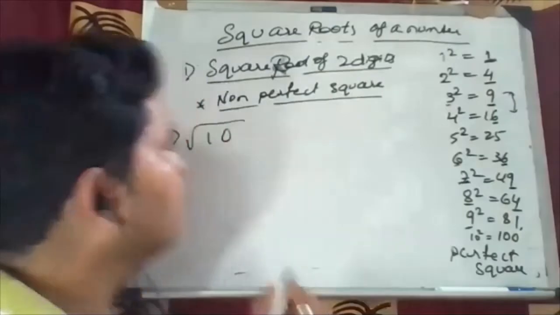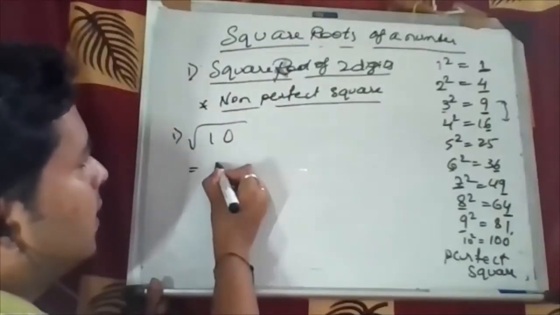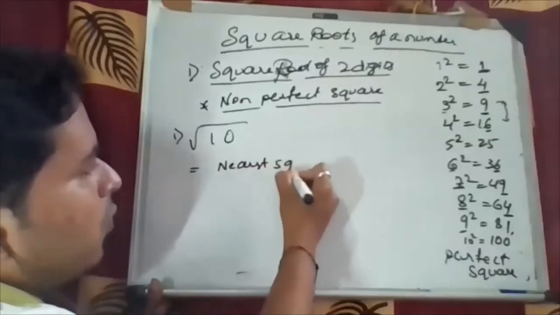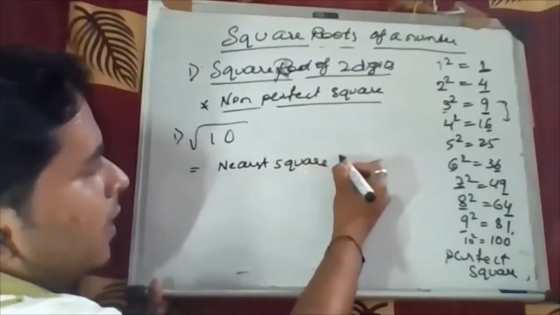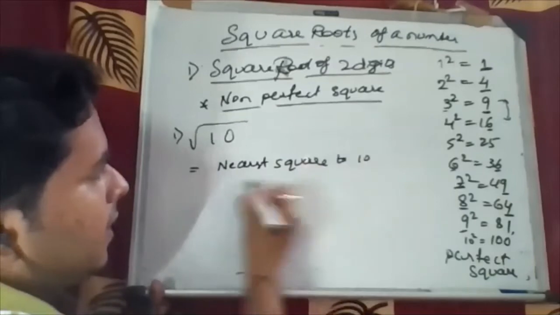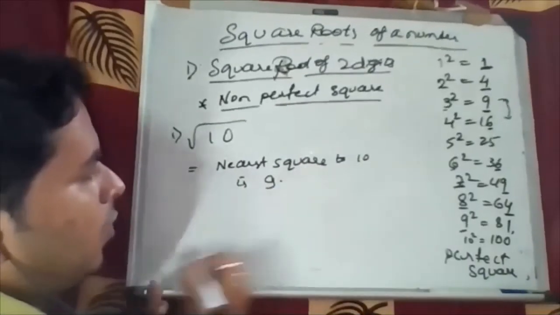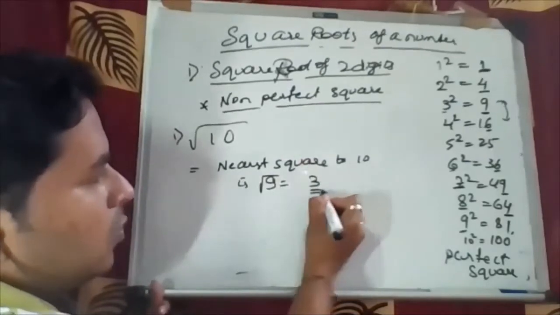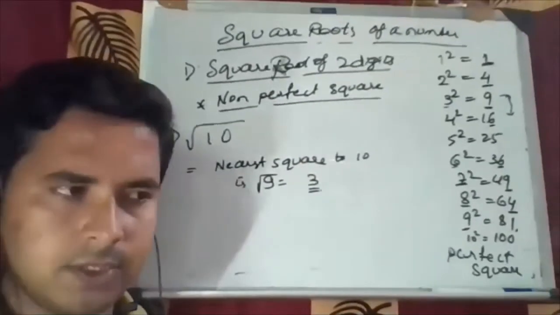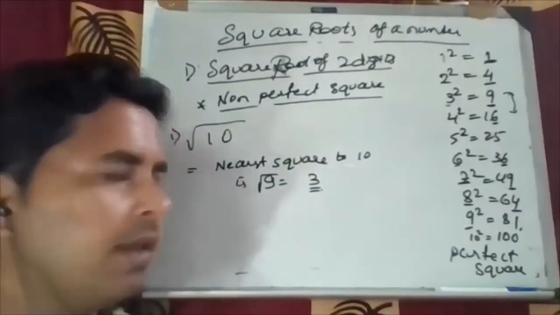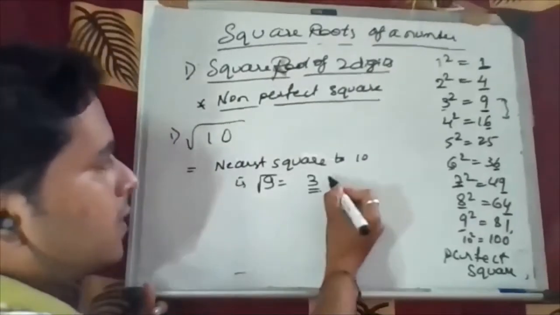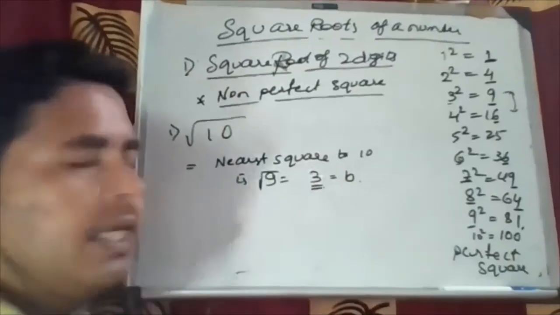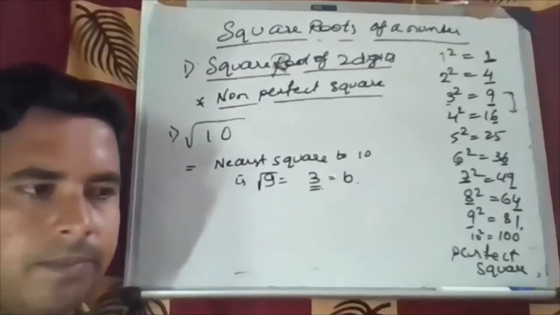So what I'll do, I'll consider first the nearest square to 10, which is 9. So what is the square root of 9? 3. So I'll take 3 as a reference. Then this 3 will be my number B. Consider 3 as B.